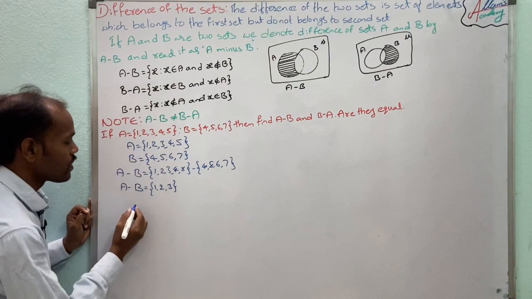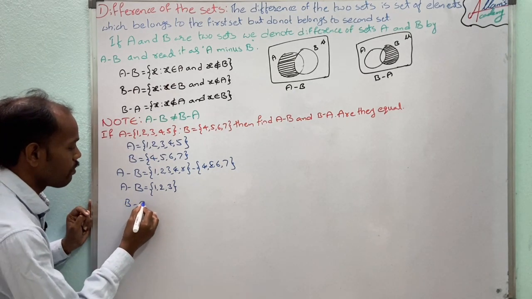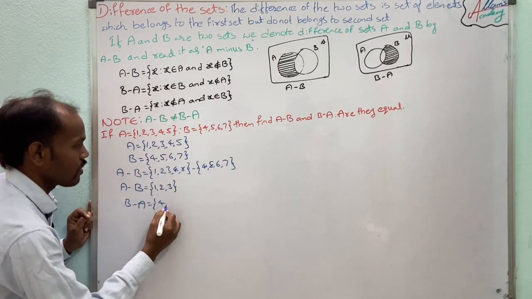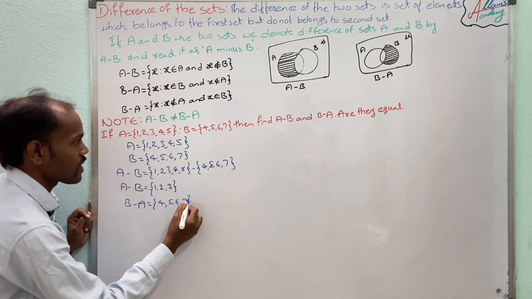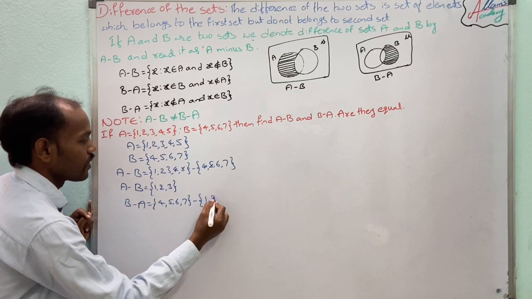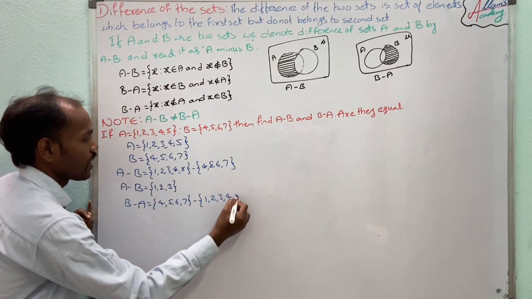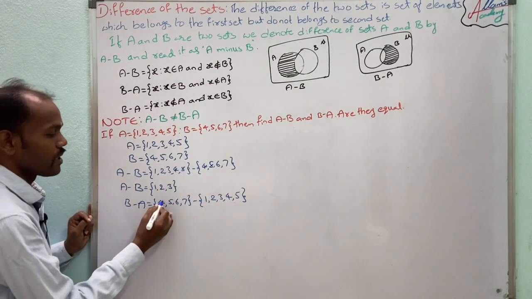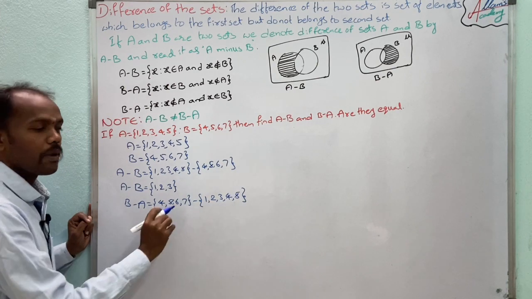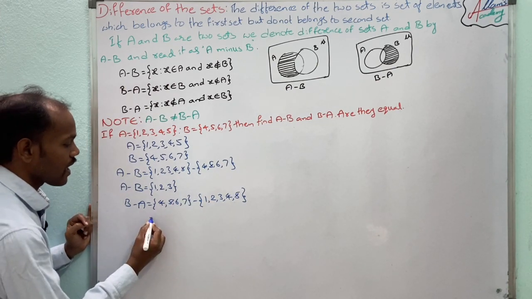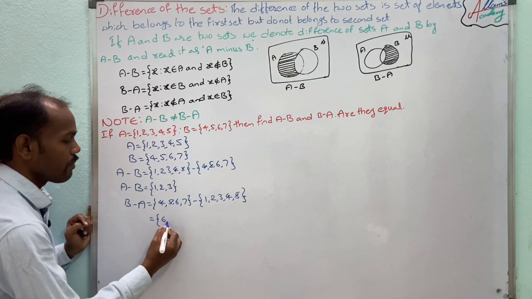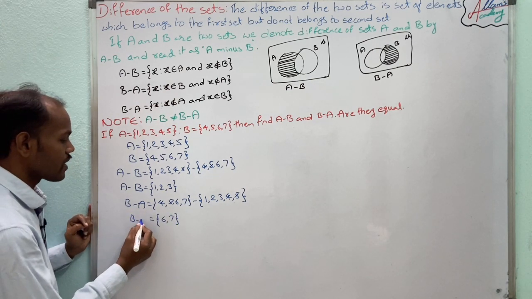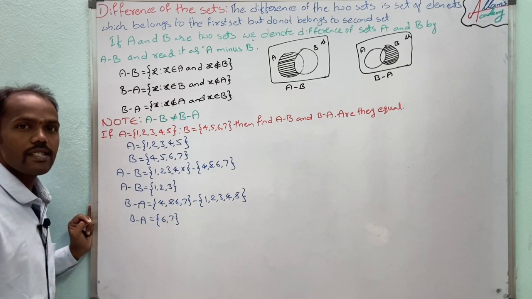Now in the second problem, B minus A, here we want to write the set B first: 4 5 6 7 minus the set with the elements 1 2 3 4 5. Here the common elements are 4 5. They will be neglected. In the second set, what are the remaining elements? The remaining elements are 6 7. So B minus A is the set with elements 6 7.